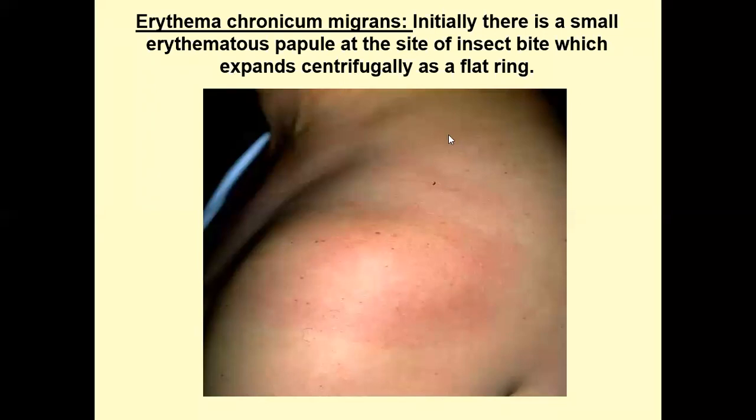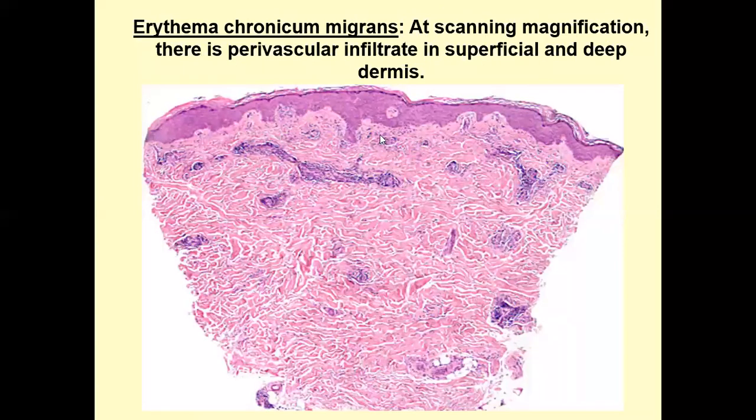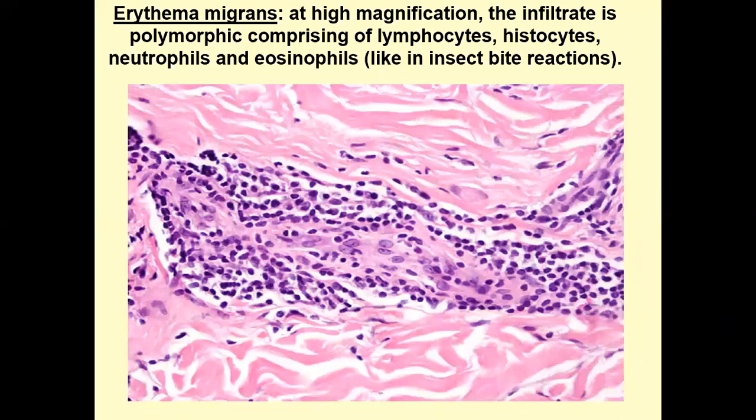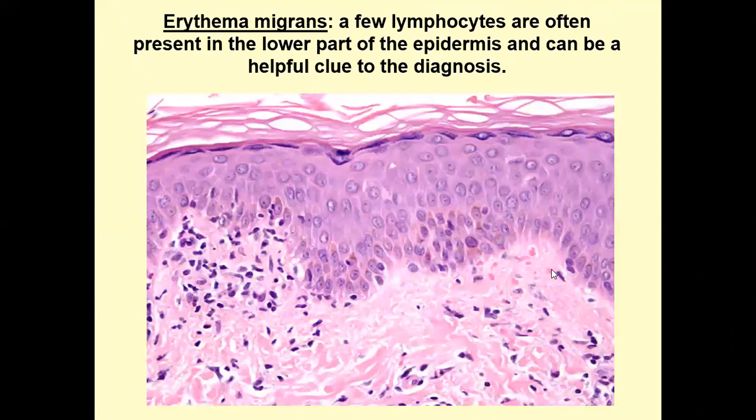Initially, it is a small erythematous papule at the site of the bite, which expands centrifugally as a flat ring. And all the erythema migrans I have explained in my lectures before are characterized by superficial and deep perivascular lymphocytic infiltrate. There are no specific histological findings except superficial and deep perivascular lymphocytic infiltrate, and the same is true with erythema chronicum migrans. That is mainly comprising of lymphocytes, and sometimes neutrophils and eosinophils can also be seen, but mainly it is lymphocytes.